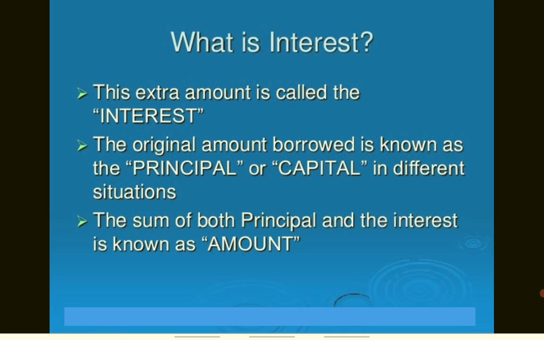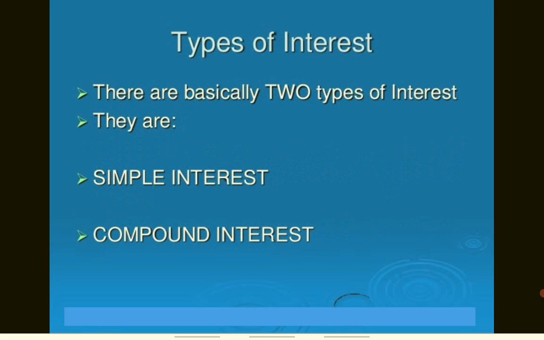The original amount borrowed is known as the principal or the capital in different situations. The sum of both principal and the interest is known as the amount or the total amount. So now let's see the types of interest. There are two different types of interest, simple interest and compound interest. We shall see about them in detail.